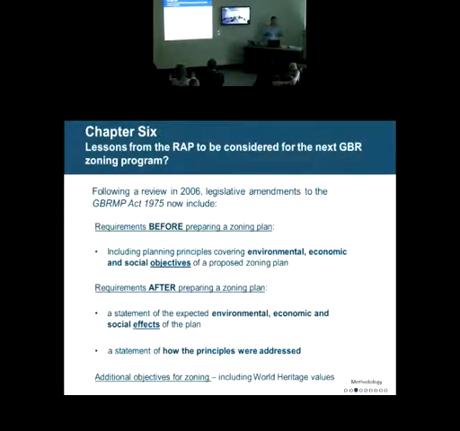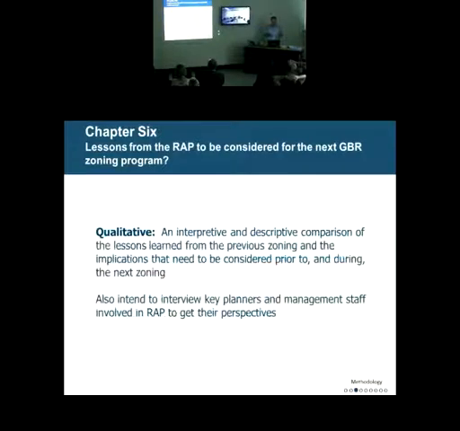In addition, there are now additional objectives that we have to consider when we do our zoning, and this includes World Heritage values. Again, it wasn't even one of the considerations when we did the first or the 2003 zoning. So this chapter is largely a qualitative, interpretive and descriptive comparison of the lessons learnt from the previous zoning and the implications that I think need to be considered prior to and during the next zoning. I'm keen to interview people like Leanne and others who are around, who knew and went through it, because I think it's important to get their perspectives as we think for the future.